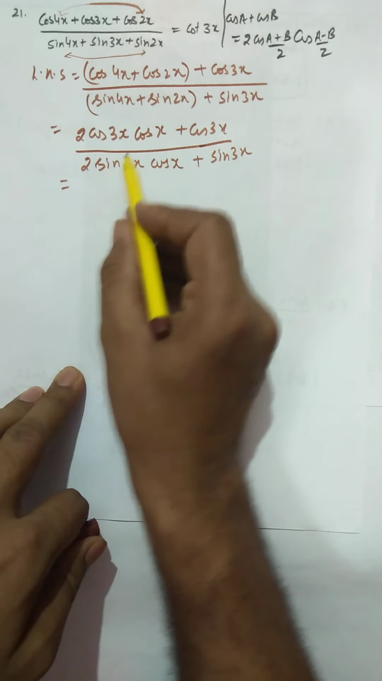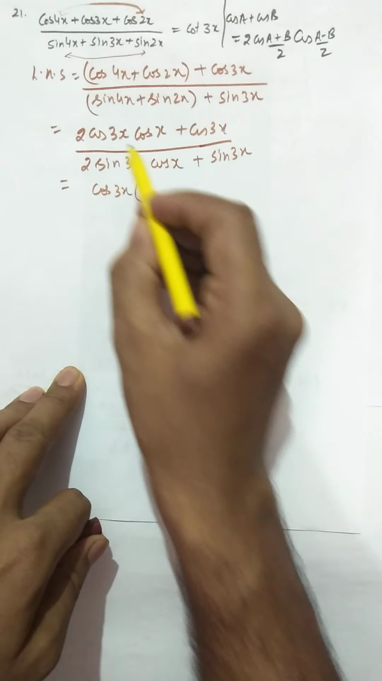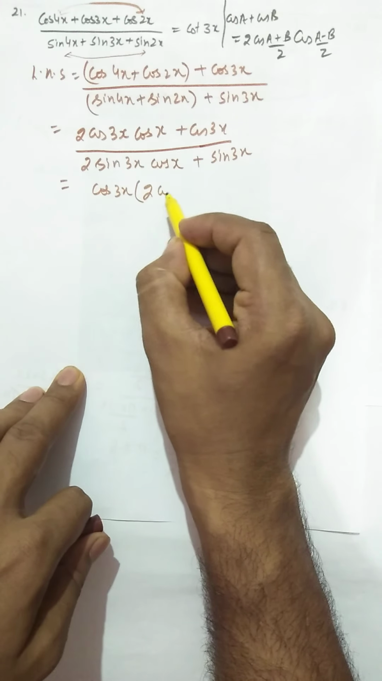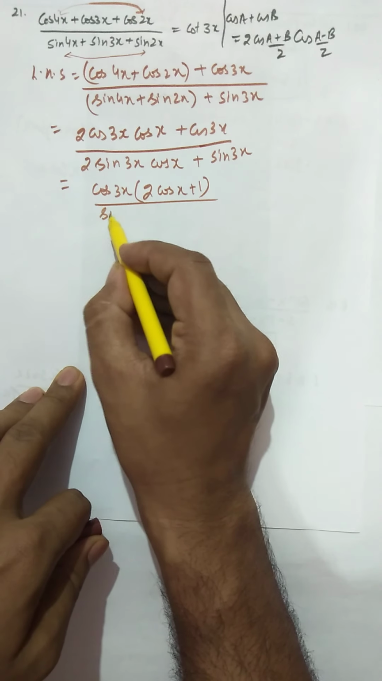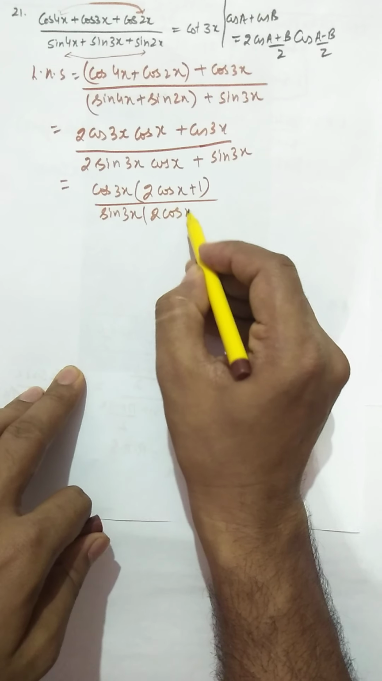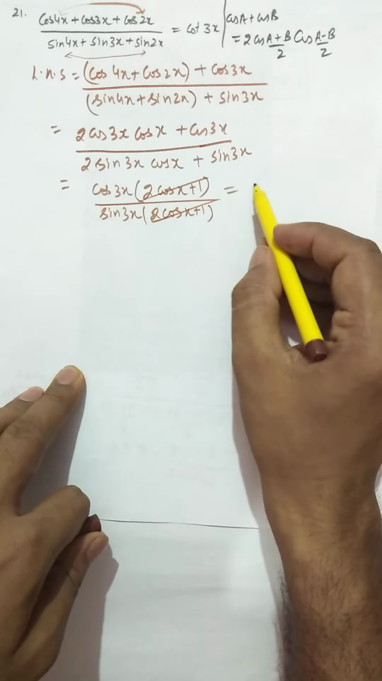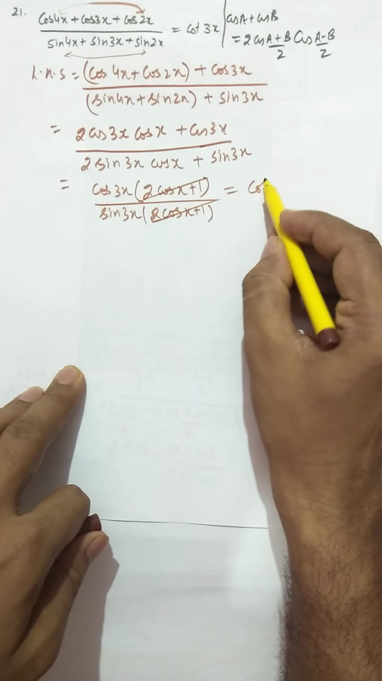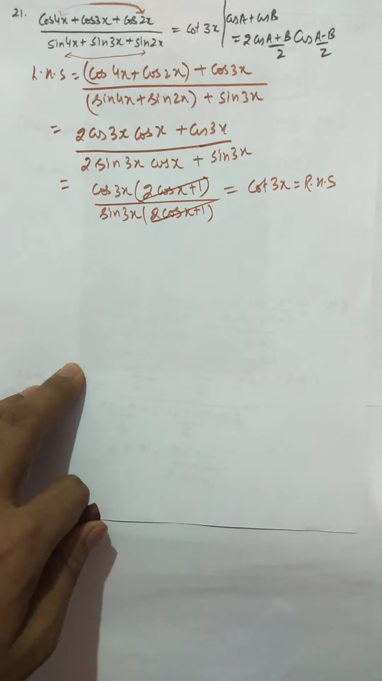So now you see you can take common cos 3x from the numerator, so it will be 2 cos x plus 1, and from the denominator you can take sin 3x common, so it is going to be 2 cos x plus 1. So this bracket got cancelled, and cos 3x upon sin 3x is cot 3x. So this is equal to RHS.